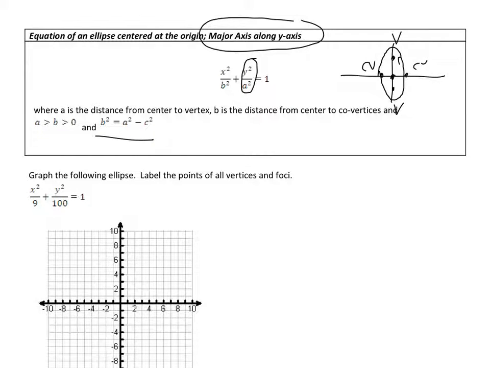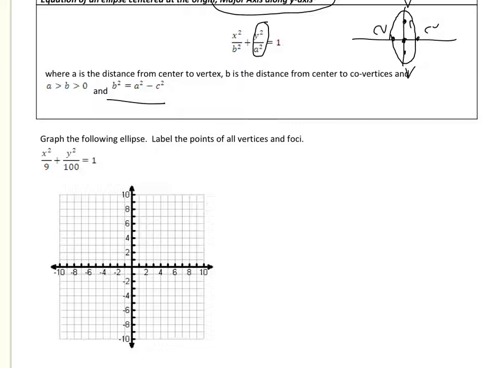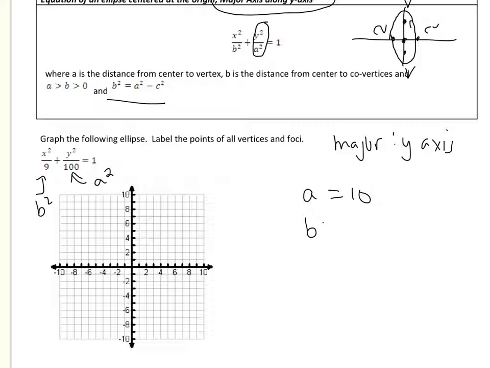So if you look at this one, graph the following ellipse, x squared over 9 plus y squared over 100 equals 1. So in this case, the bigger number is always a, so this is a squared and this is b squared. But the major axis is the y-axis. It goes up and down. So, a squared is 100, so a would be 10. B squared is 9, so square root of 9 is 3. And c we don't know.